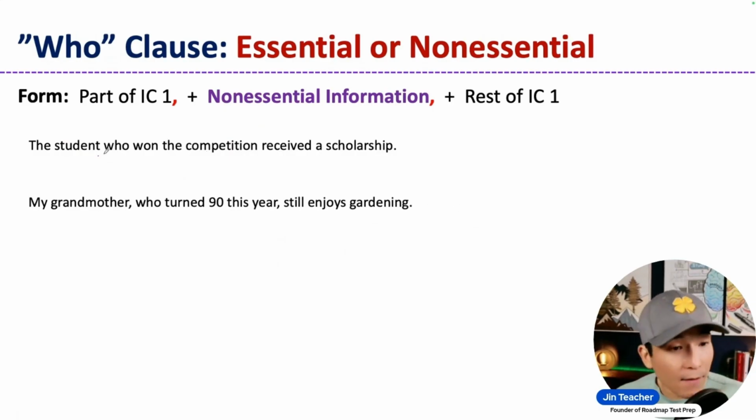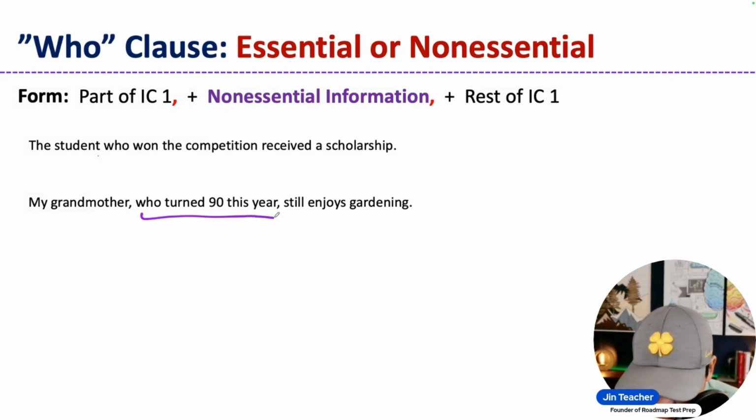So here we have: my grandmother, who turned 90 this year, still enjoys gardening. Okay, so we have this who clause, who turned 90 this year. Who is it talking about? It's talking about my grandmother, right? It's describing her. Now notice here, you guys, a couple of things.